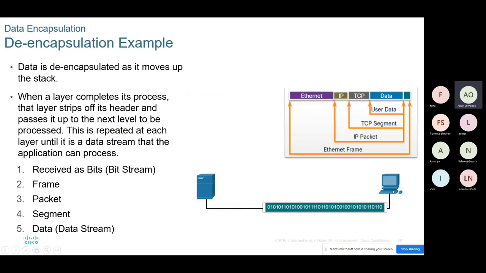If it reaches the PC, the PC is going to de-encapsulate the bits into a frame. Then it's going to remove the frame layer at layer 2 to expose the packet, remove the packet layer to expose the segment, remove the segment to expose the data, and be able to see the data on your desktop there as a message, email, and so forth.